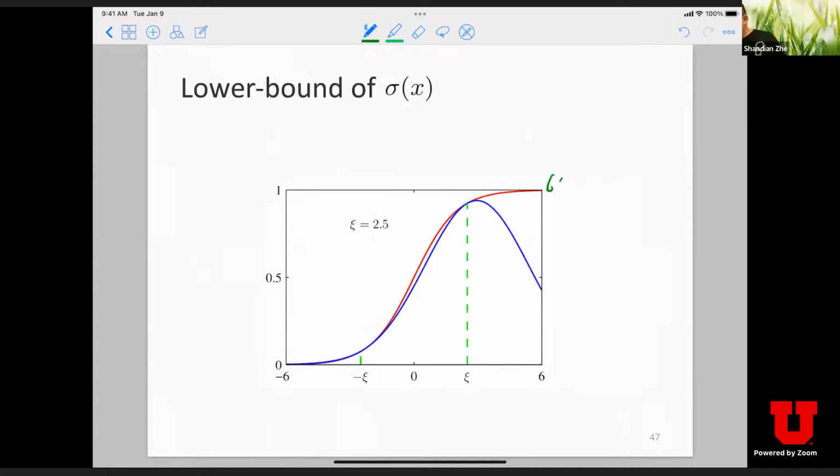So here is just one example. This is your sigmoid function, and of course the lower bound depends on the choice of ψ. If you choose ψ to be 0.25, this blue curve gives you the lower bound. And if you choose a different ψ value, 3.0, then the blue curve will change, but it is guaranteed to always be below this sigmoid function.